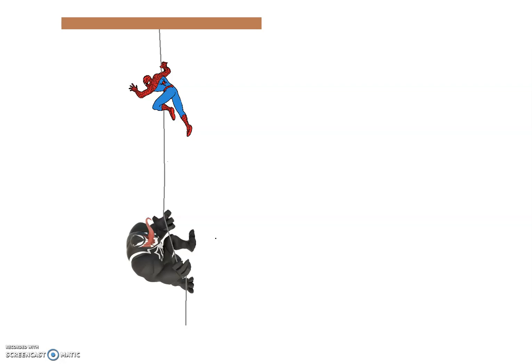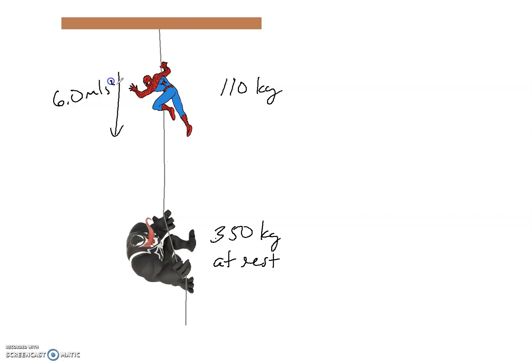Here we've got a Spider-Man dynamics situation, with Spider-Man and Venom both on the same web. Spider-Man is about 110 kilograms. Venom's a lot bigger, we'll say 350 kilograms. Venom is just hanging on the web, at rest, so he's not doing anything. But Spider-Man is sliding down the web, accelerating at 6 meters per second squared, maybe to try and kick Venom off his web.